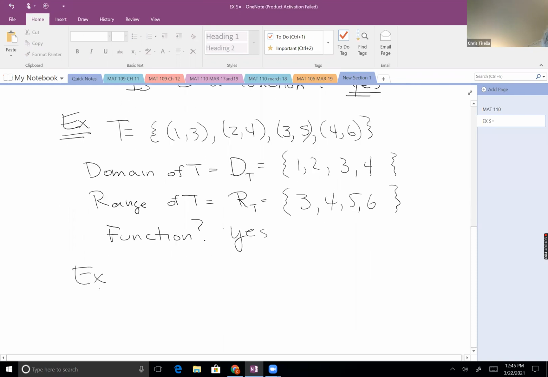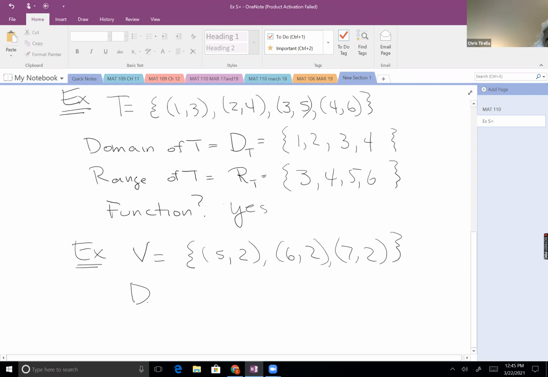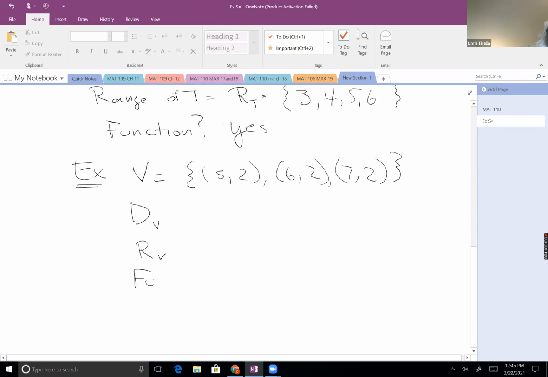Let's look at another example. This time, let V be the set of ordered pairs (5, 2), (6, 2), (7, 2). I want to know the domain of V, the range of V, and I want to know if V is a function.